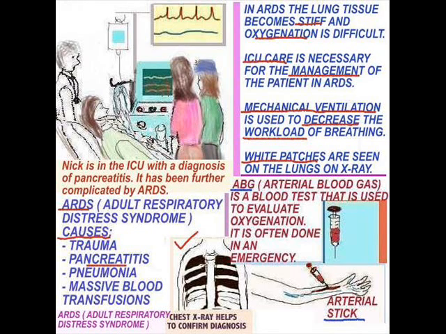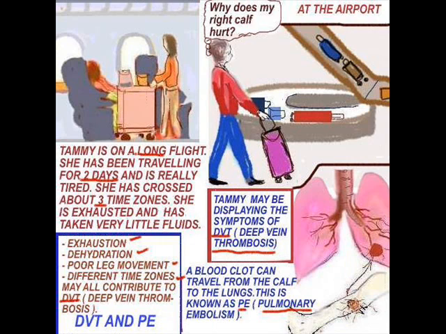Next, we're going to go on to DVT. Here is Tammy on a long plane flight. She's been traveling for 2 days and is really tired. She has crossed 3 time zones. She's just exhausted and has taken very little fluids. Well, her trip is over and she suddenly goes to get her suitcase and notices she's got pain in the calf. How could this possibly happen?